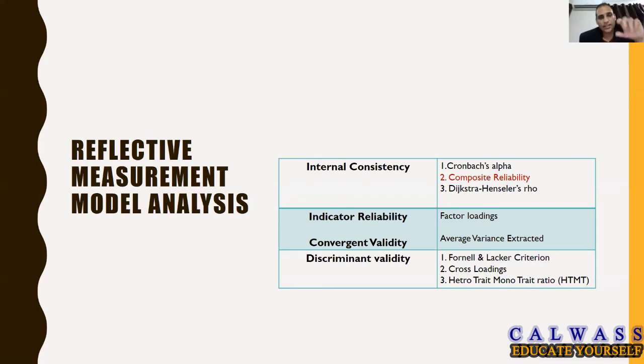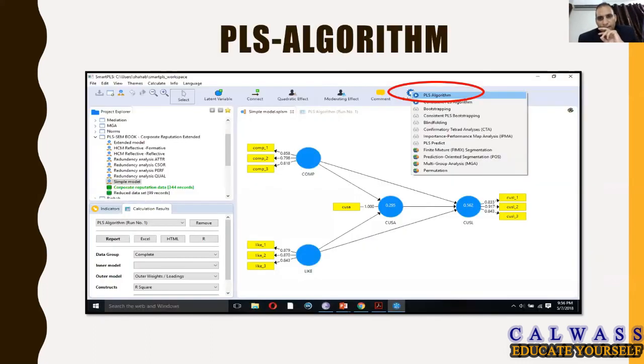So these are the tests we'll do in the measurement model. We'll also see the criteria, what the cutoff points are for internal consistency and indicator reliability. We'll be seeing those as well. So how will we do this?